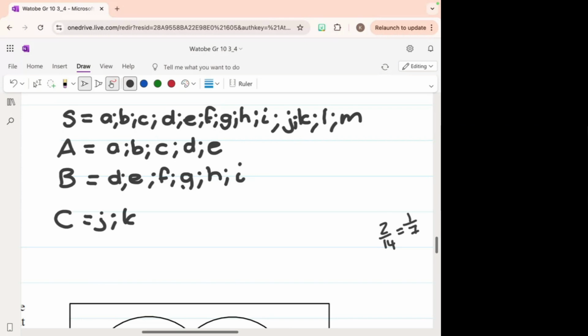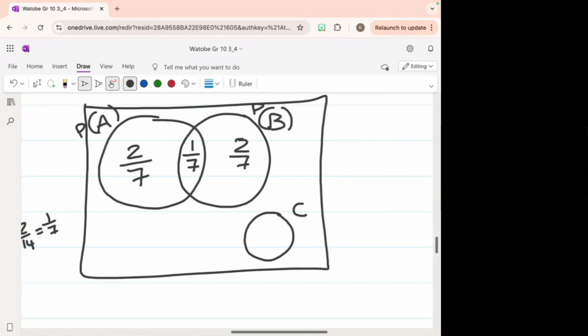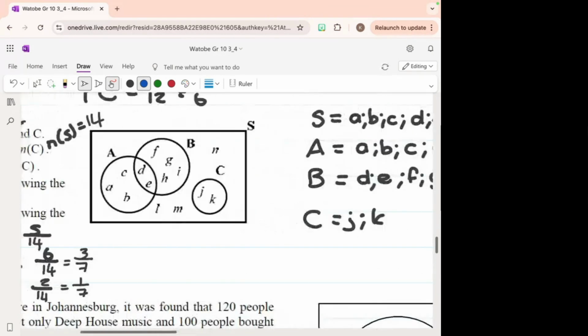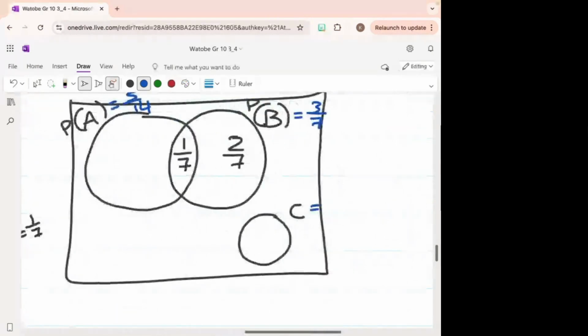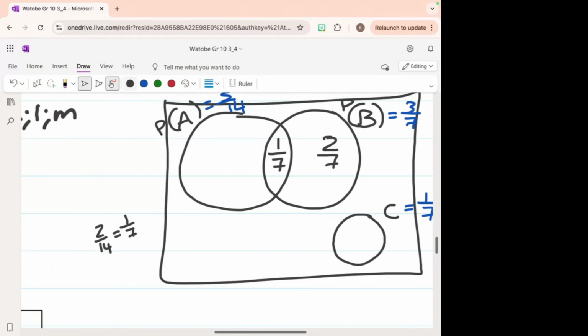I just want to come back here, guys, and just check. I've already made another mistake. Oh my goodness. Guys are going to tell teacher on me. Okay, the probability of A was 5 over 14. Apologies. This is 5 over 14. This was 3 over 7. And this was 1 over 7. So 5 over 14, we already had 2 over 14, so this is going to be 3 over 14.